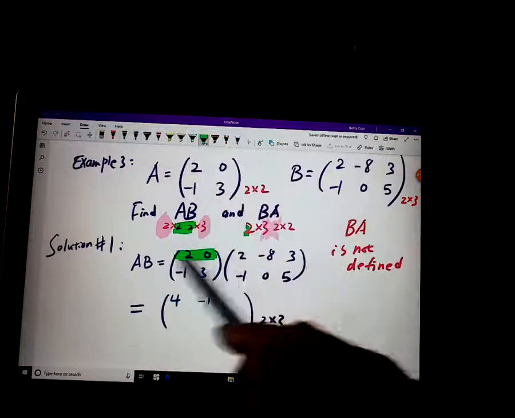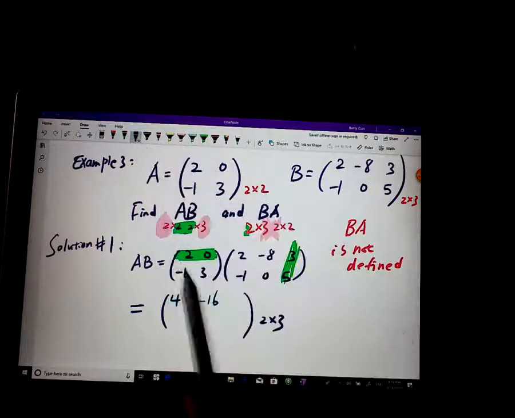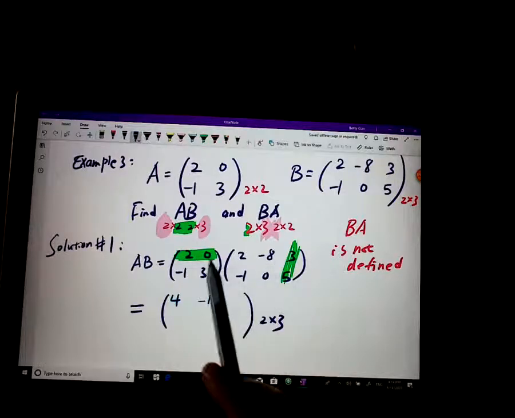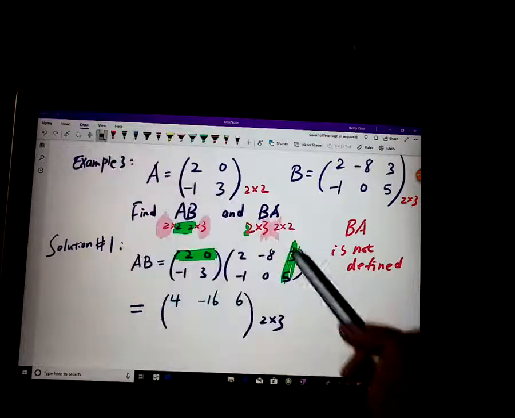Okay. Row 1, column 3. 2 times 3, 6. 0 times 5, 0, so 6. So do you see the pattern though?